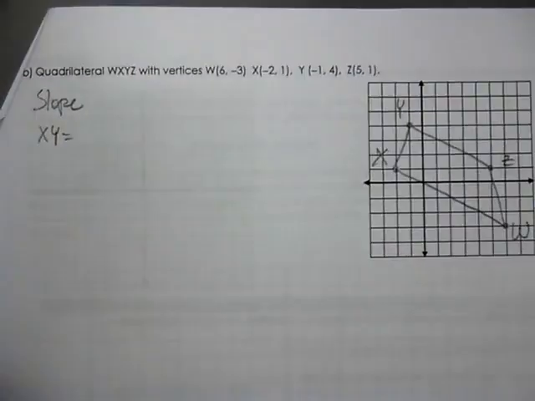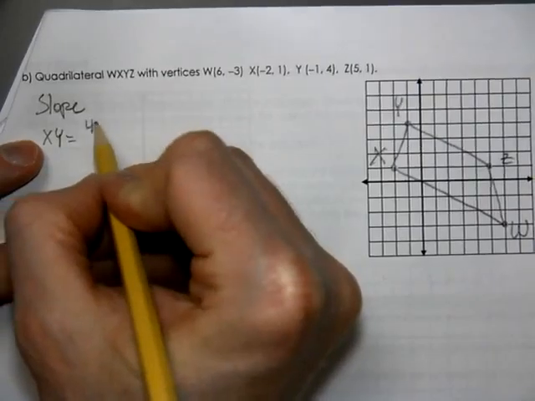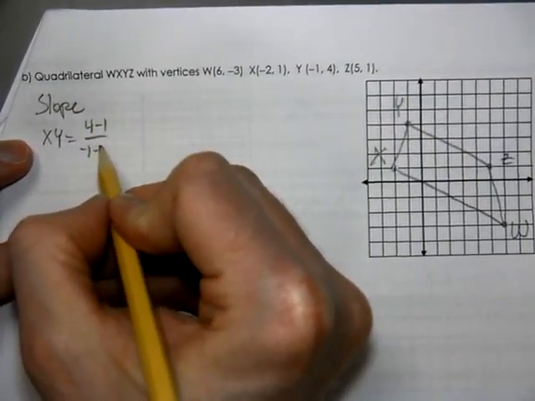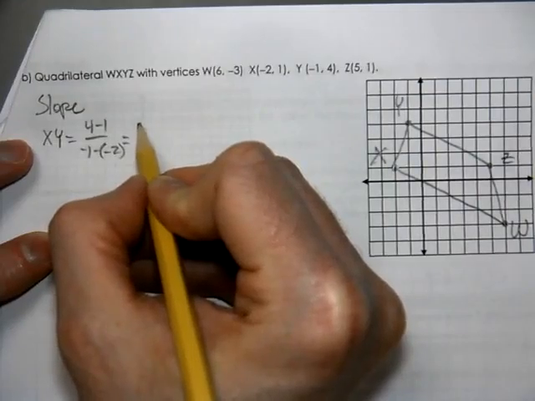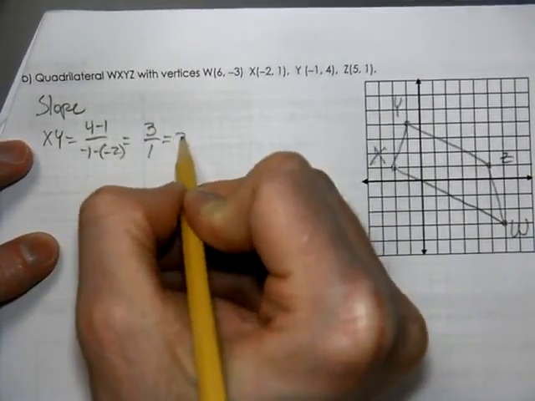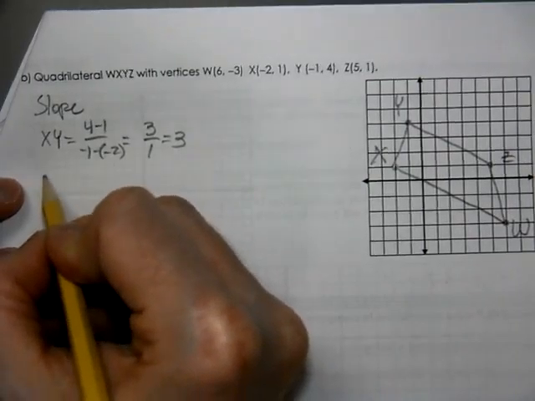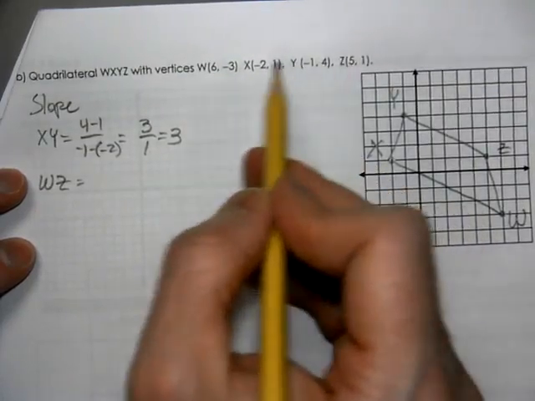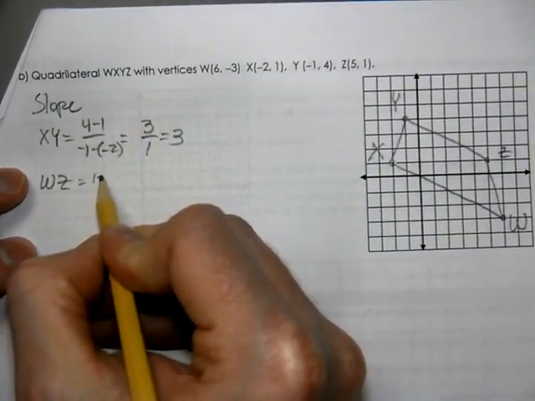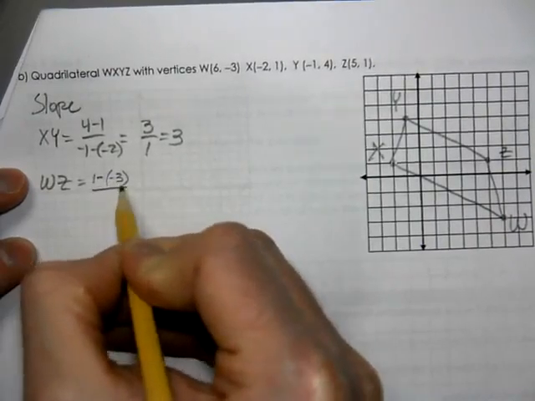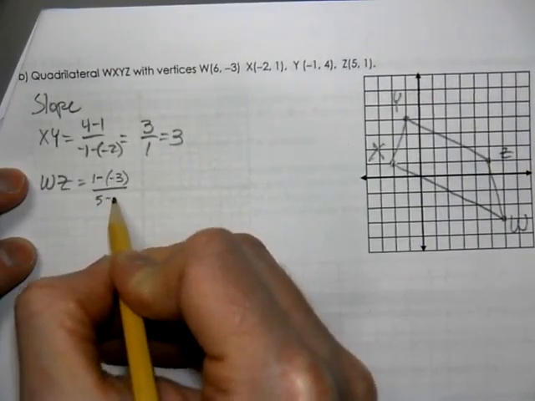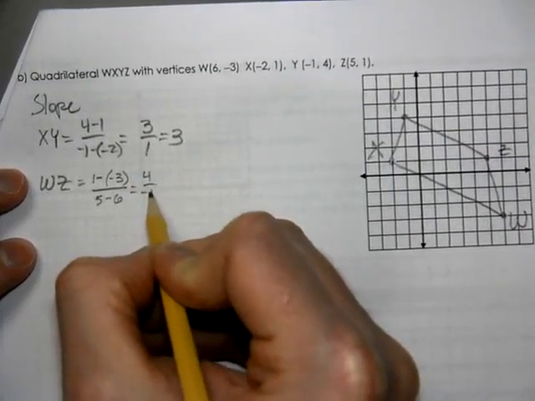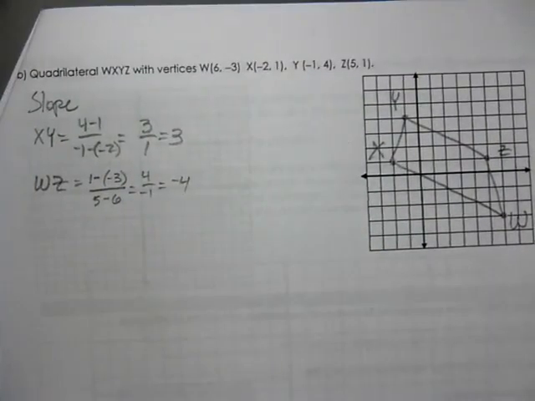We're going to look for the XY slope. So 4 minus 1 and -1 minus a -2. That comes out to be 3 over 1, which is just 3. WZ gives us 1 minus a -3 and 5 minus 6. Comes out to be -4. Those are obviously not the same slope.